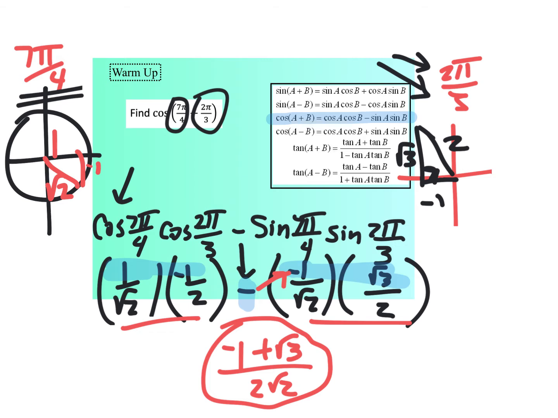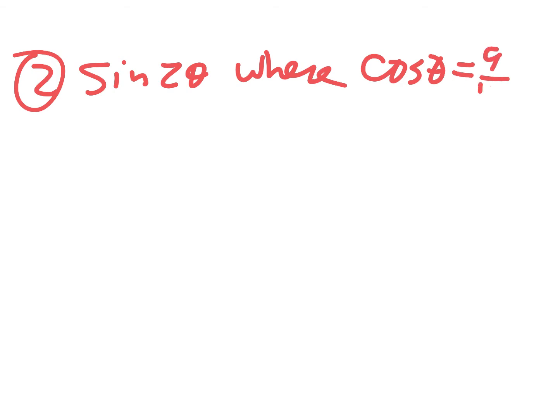Okay, good. Now, the next one I'm going to throw out for you to try is number 2 here. If you guys haven't got to this one, it's sine of 2 theta, where they're going to tell you about theta. Cosine of theta is equal to 9/10 in quadrant 1. So I know it's right here.